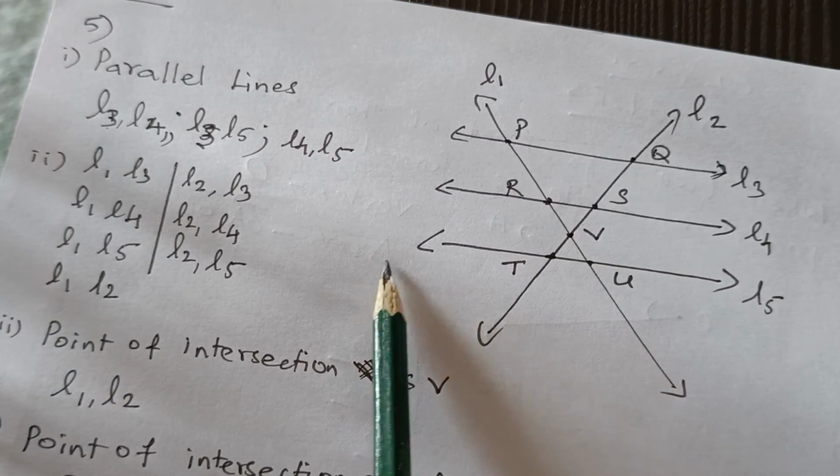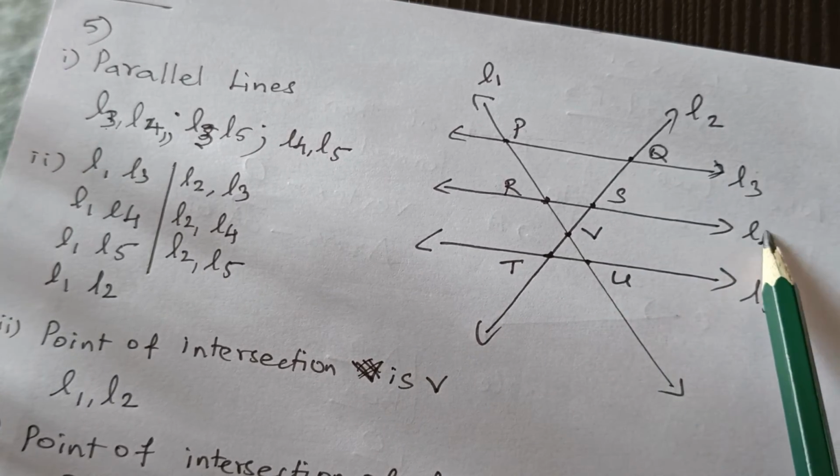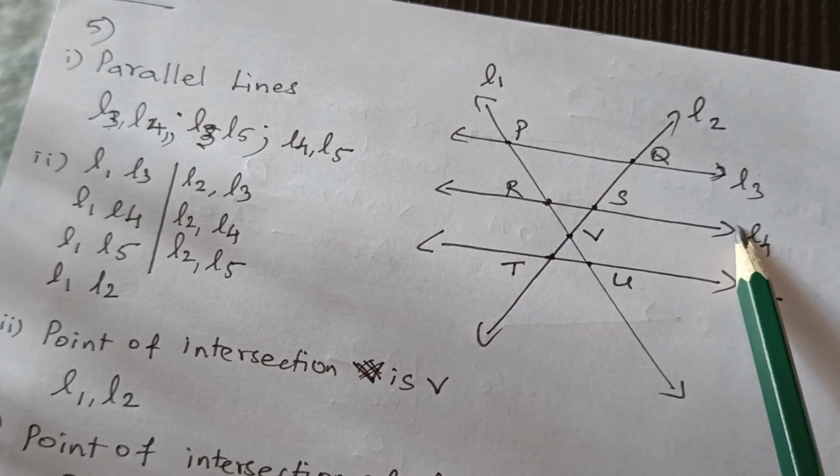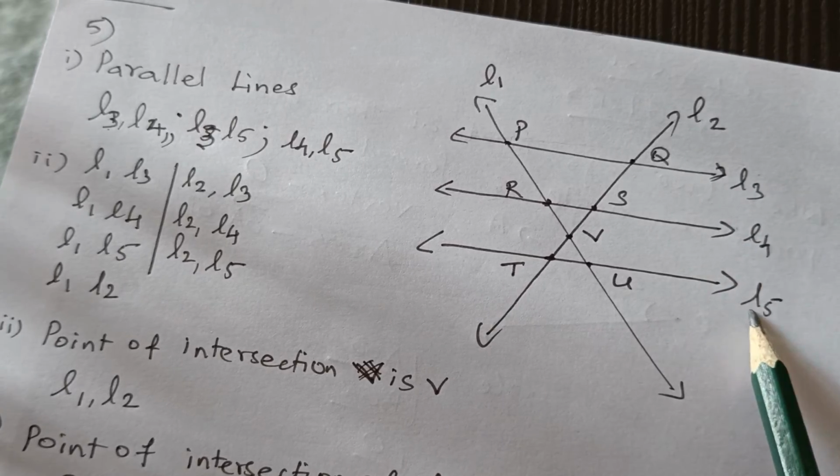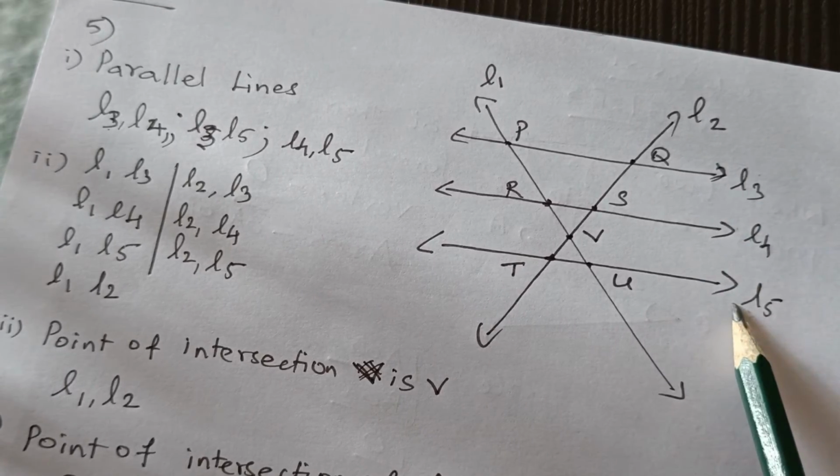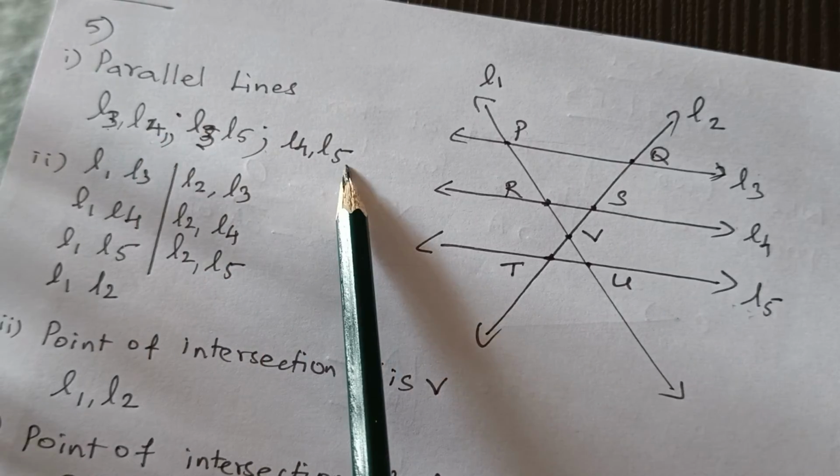They never meet each other. What are the parallel lines? L3, L4, L5. L3 and L4 are parallel. L4 and L5 are parallel. And L3 and L5 are also parallel. So we get 3 pairs of parallel lines.